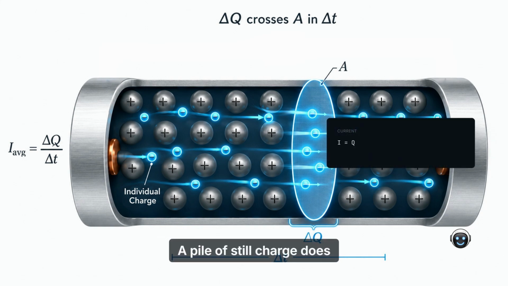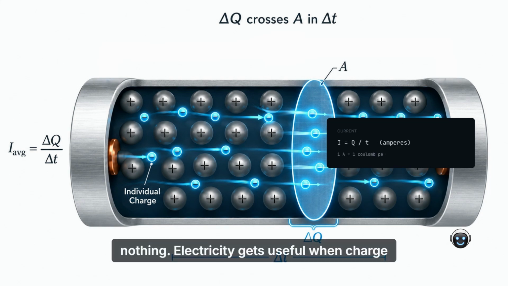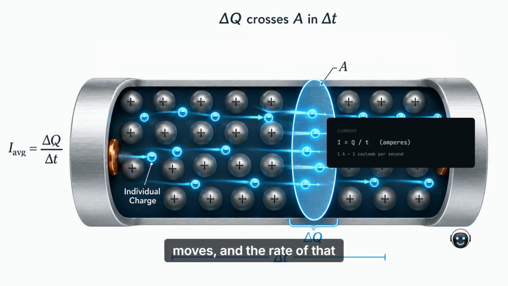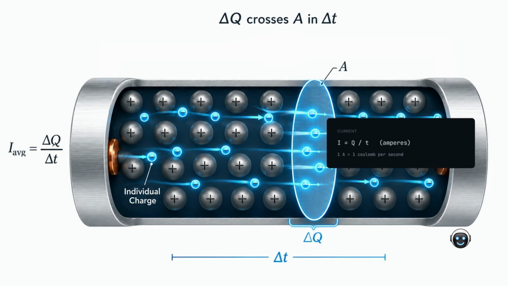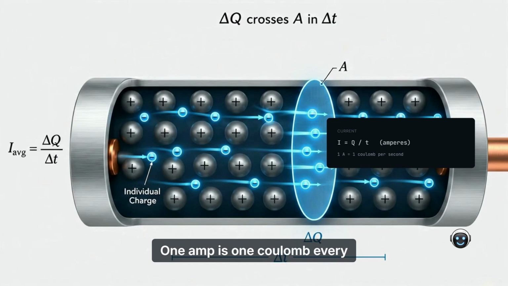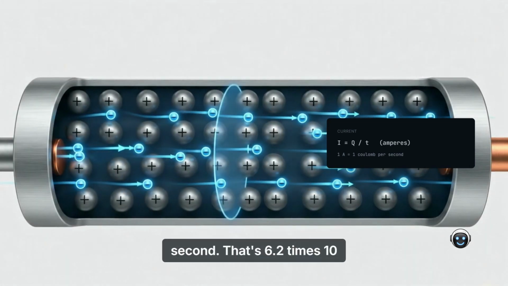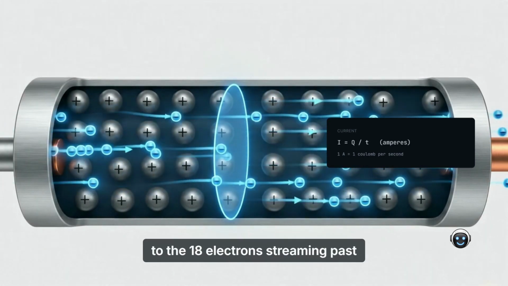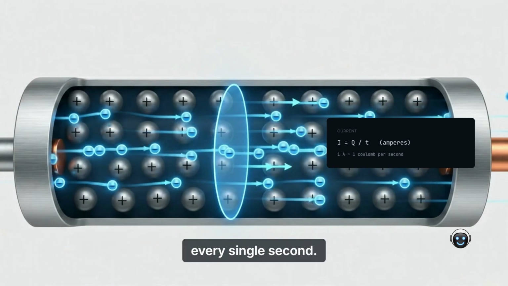A pile of still charge does nothing. Electricity gets useful when charge moves, and the rate of that movement is current. Charge Q passing a point in a time, let's call that variable T. The current, let's call it I, equals Q over T. The unit is the ampere. 1 amp is 1 coulomb every second. That's 6.2 times 10 to the 18 electrons streaming past every single second.